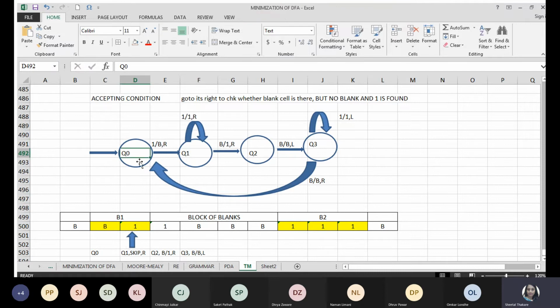So you are in Q1. As soon as you encounter Q1, you pick that. So blank is left and you keep moving to right. Right में if 1 is there, skip it. You still in Q1. Q1 में you encountered B, that should be replaced with 1. And move to right, you are in Q2. Q2 में you encountered B, let it be B, move to its left. You are in Q3. Q3 में you encountered 1, let it be 1, move to left.